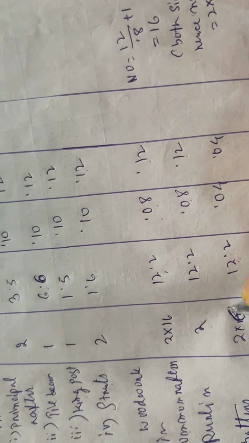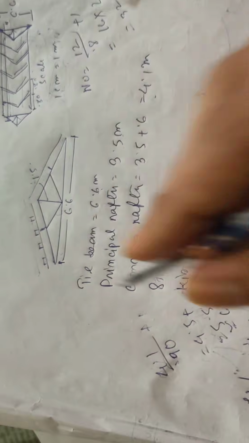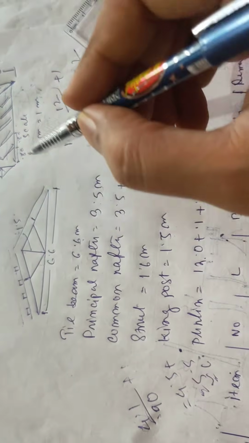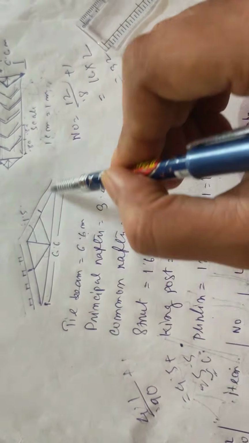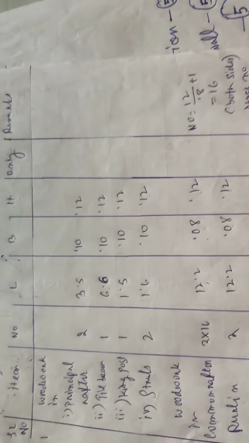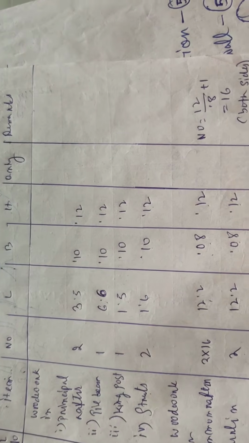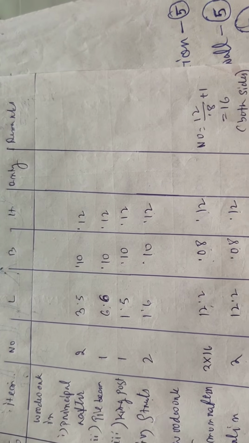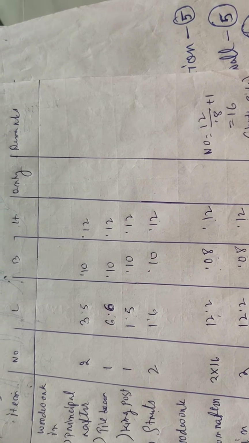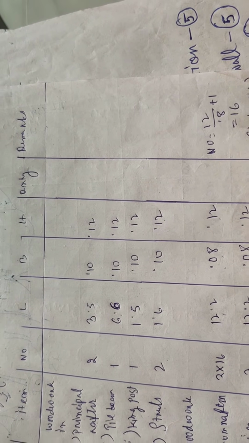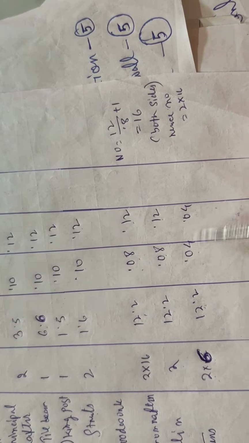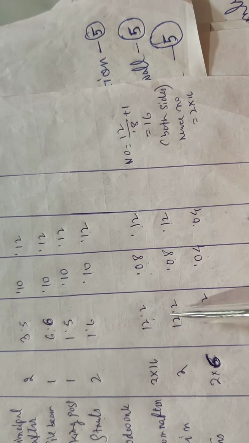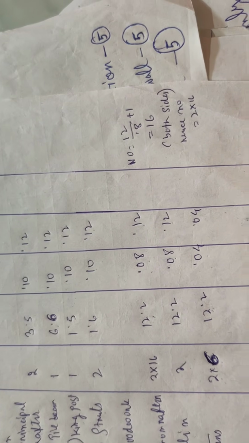This is not 12, this is 6. 6 battens on this side, 6 battens on this side. If you don't have time for calculation, then you can simply assume 6 battens on this side and 6 battens on this side. So 2 into 6 is the total number of battens. Length of the batten is 12.2 and the size of the batten is 4 by 4. You can simply assume it, or it will be given to you in the question. 4 by 4 is the size of the batten, 12.2 is the length, and 2 into 6 is the number of the battens.